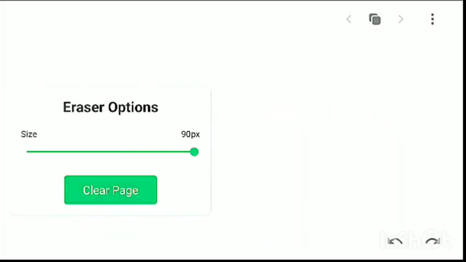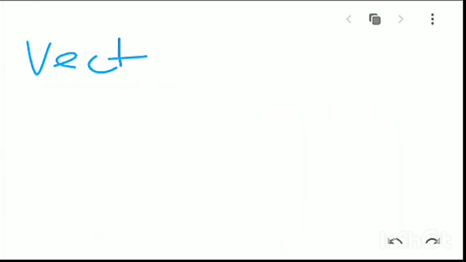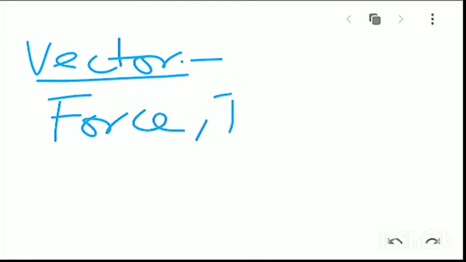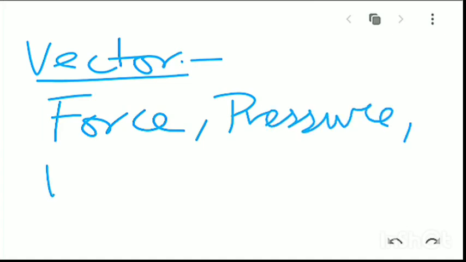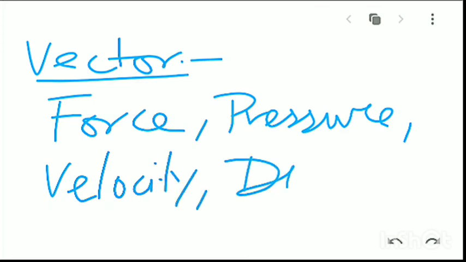Apart from force, vector quantities are force, pressure, velocity, not speed, and displacement. Clear? These quantities are examples of vector quantities.